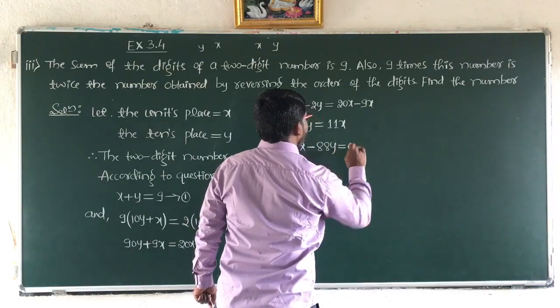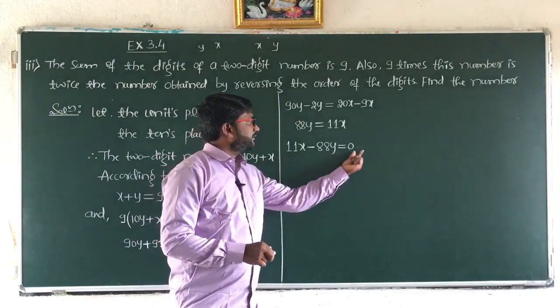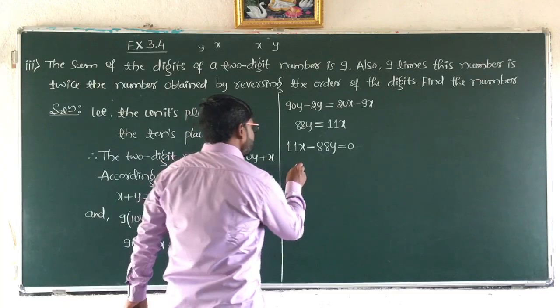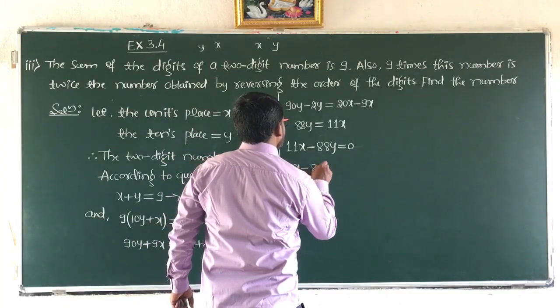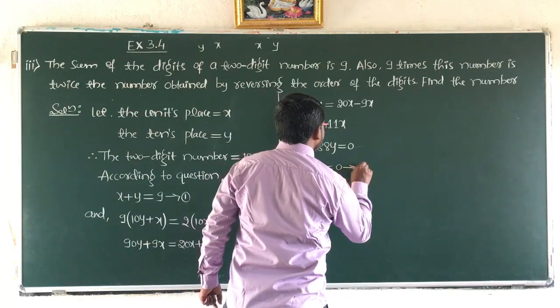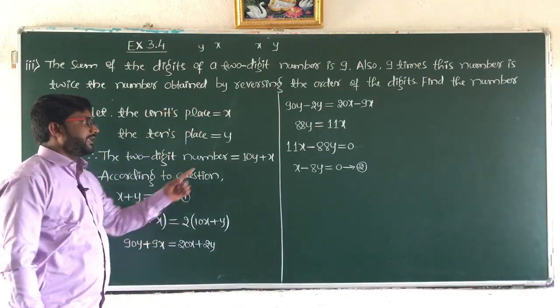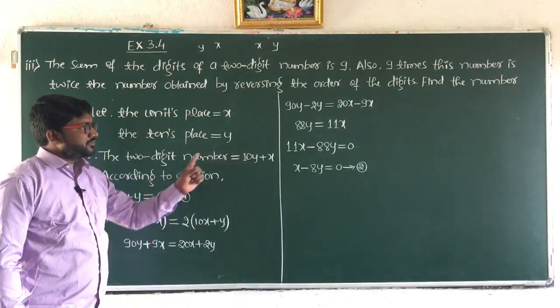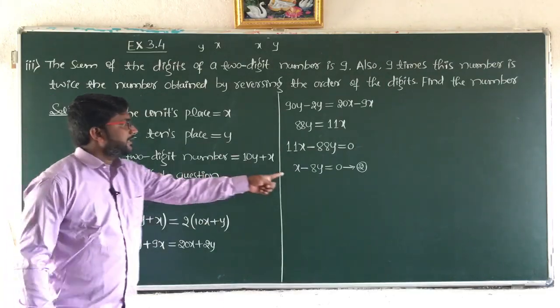So now we can simplify this further. Divide each term by 11. So we get x minus 8y, which is equal to 0 by 11, it is 0. I call this equation number 2. So we have equation 1 and equation 2. So solve these two to get the value of x and y. So here x is already equal.